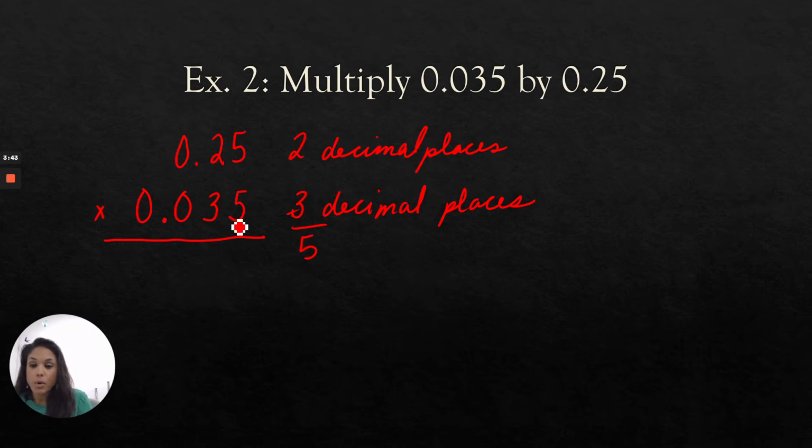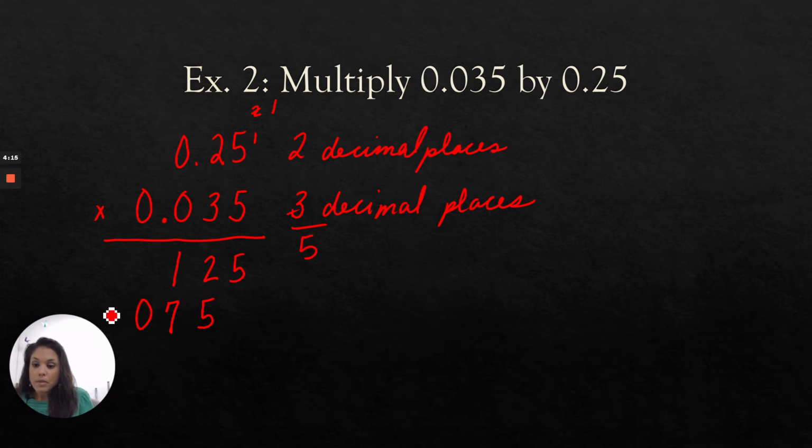Now I'm ready to multiply. 5 times 5 is 25. 5 times 2 is 10, plus 2 is 12. 5 times 0 is 0, plus 1 is 1. Now I'm going to multiply my 3. 3 times 5 is 15. 3 times 2 is 6, plus 1 is 7. And then 3 times 0 is 0.